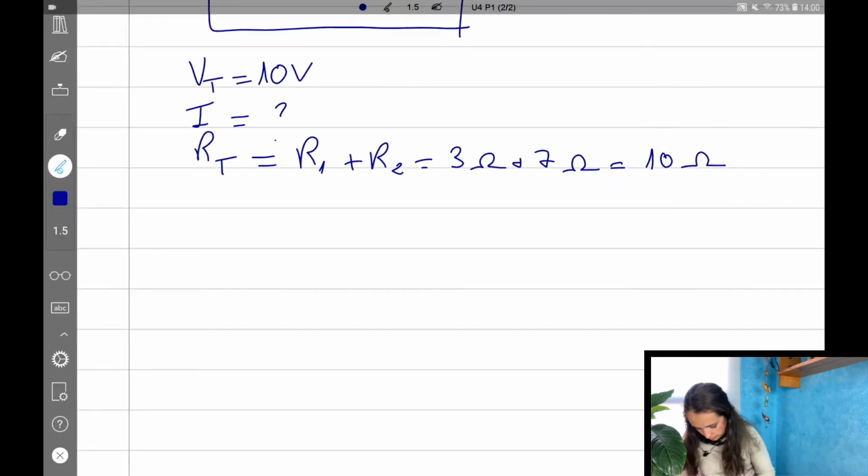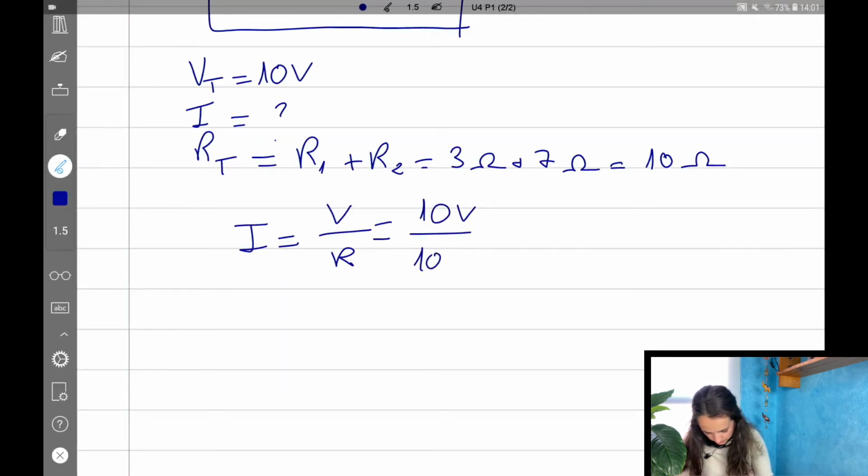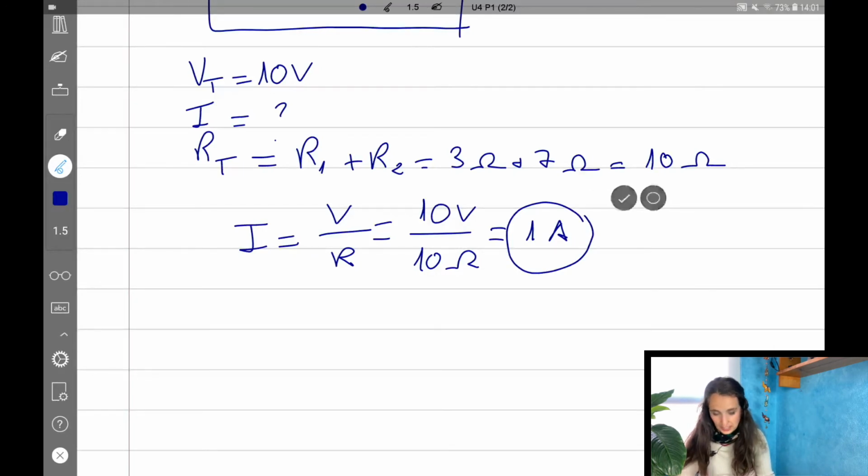And now we can apply Ohm's formula, of course. So we isolate intensity, that is I = V divided by R. So this is 10 volts divided by 10 ohms, and of course this is 1 amp. So the answer for this circuit is 1 amp.